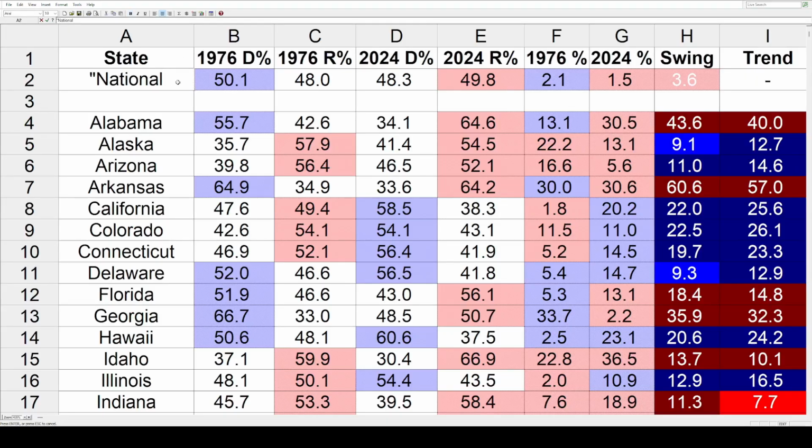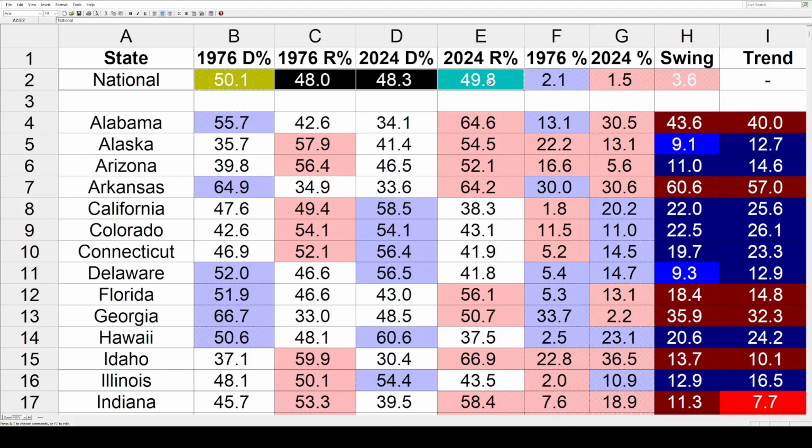That's the national popular vote. In 1976 for Carter, it was 50.1. Ford got 48%. In '24, Kamala Harris was at 48.3. Trump at 49.8. The margin for Carter in '76 was 2.1. The margin for Trump in '24 was 1.5. So that means the entire country moved 2.1 away from Carter, another 1.5 toward Trump. That comes out to a national popular vote swing of 3.6. So any state that swung more than 3.6 toward the GOP is going to have a red trend. Anything under that is going to be a blue trend.